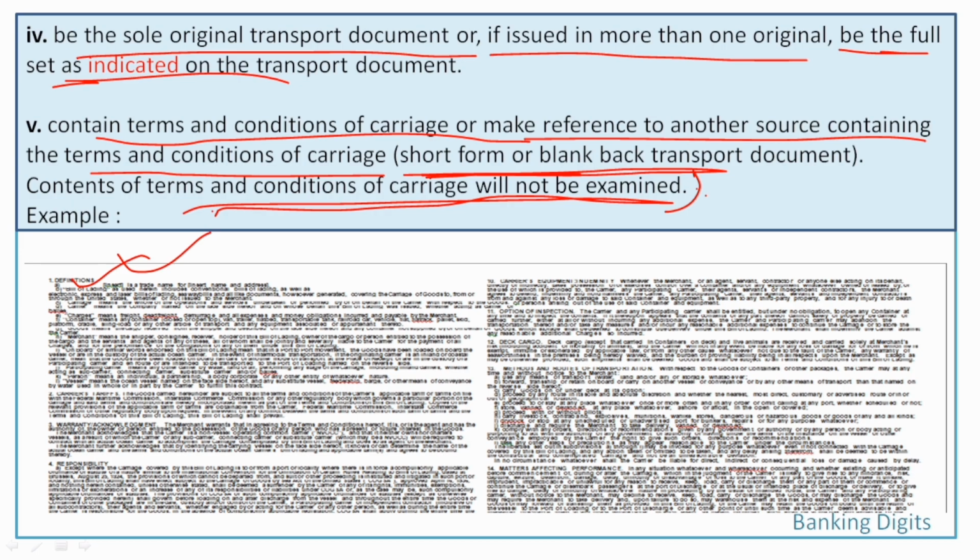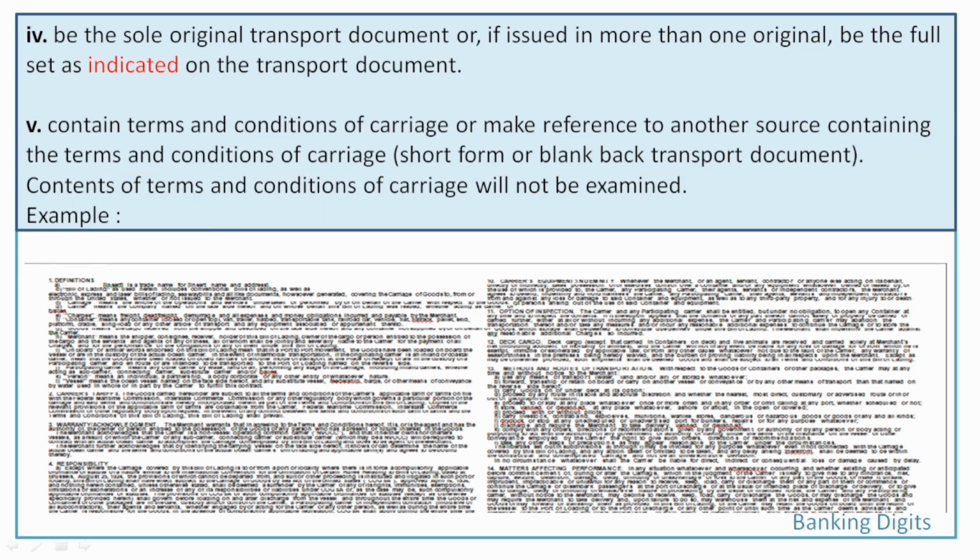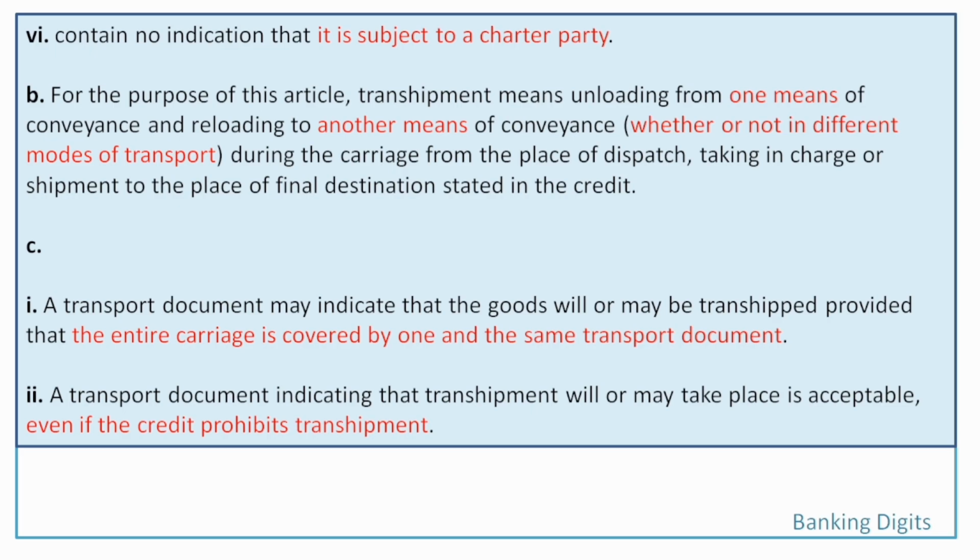We need to check whether terms and conditions, or any other source to refer to terms and conditions, are available, but we will not check what is written in the terms and conditions or what the meanings of those terms and conditions are. The same applies in case of short form BLs. We do not need to go and check the specific link or website which is given on the back of the BL.